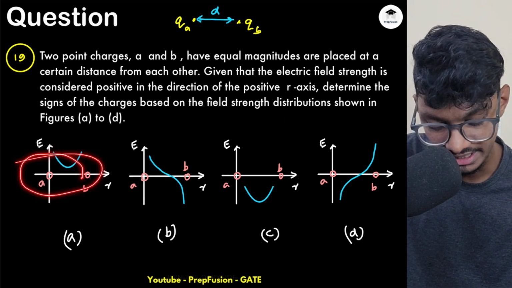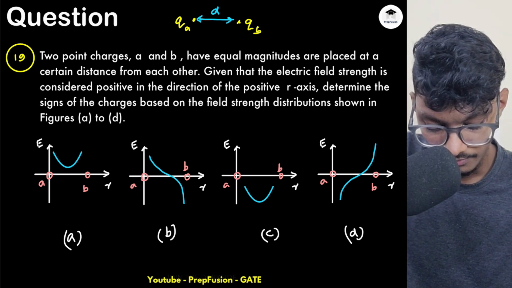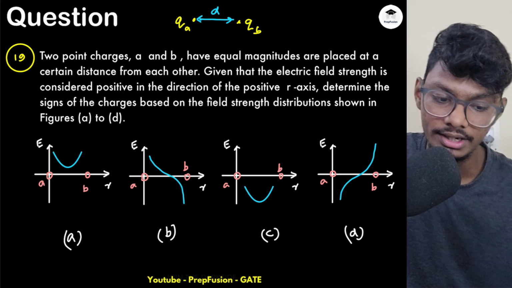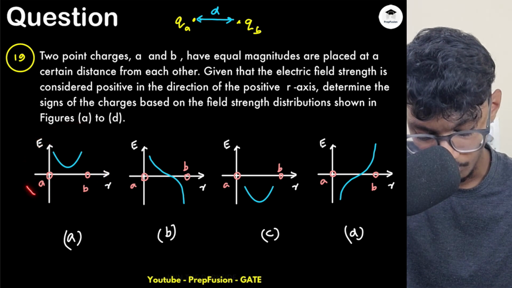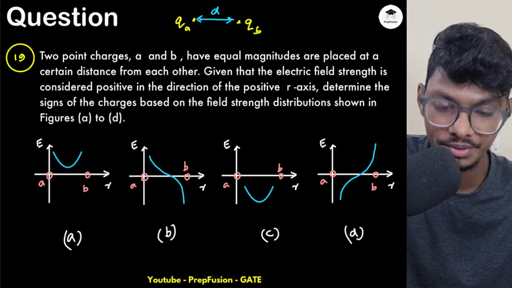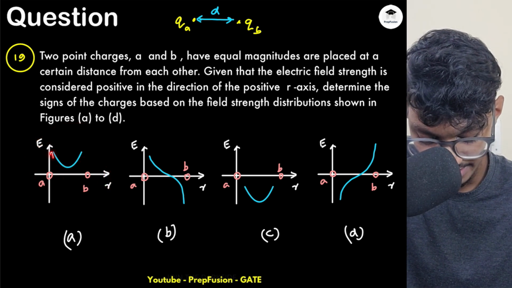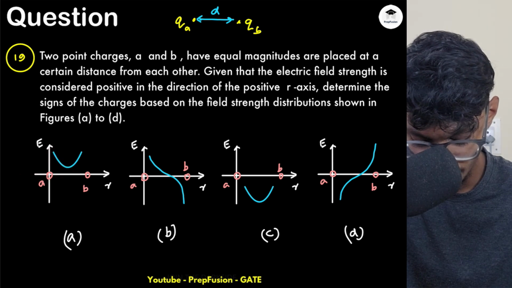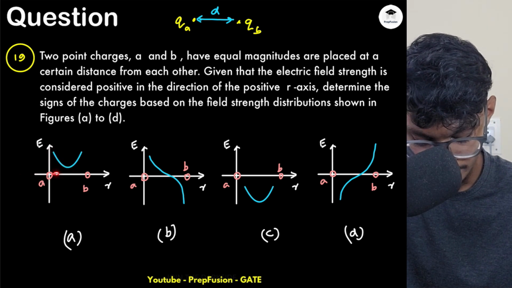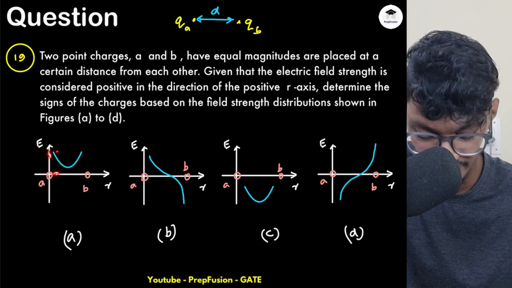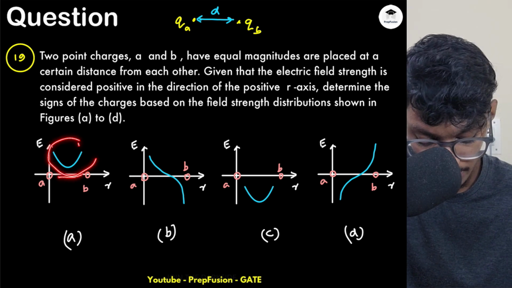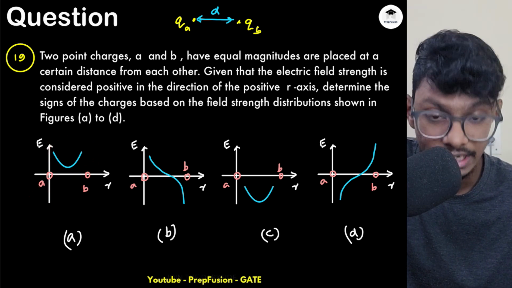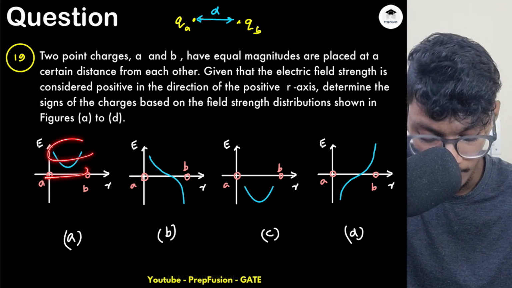So what will be the signs of the charges? Here, what it is telling us is, in the first case, what will be the sign of QA and QB if the electric field intensity is varying like this? If I place a test charge here, the electric field intensity is very high. Then again I move out, and again it is very high. So during this whole duration, the electric field intensity is radially outward.